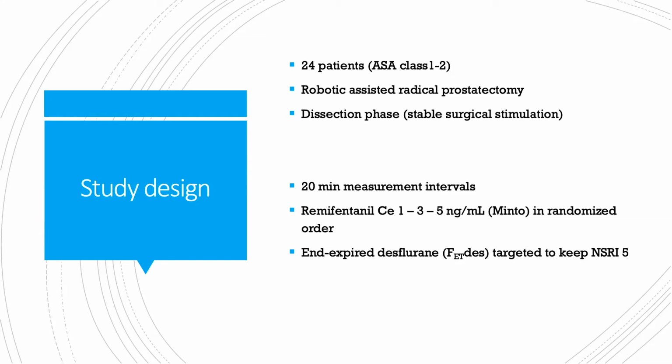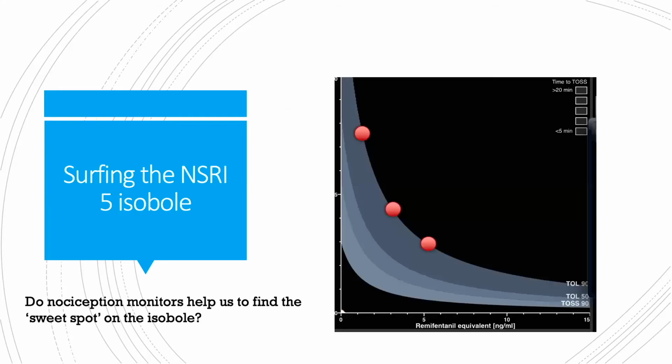On the Smart Pilot View window, we had all the data together: effect site concentration of remifentanil, effect site concentration of desflurane, and the NSRI. What we did in this study was actually surfing up and down the NSRI 5 isobol, and we wondered whether nociception monitors could help us find the so-called sweet spot.